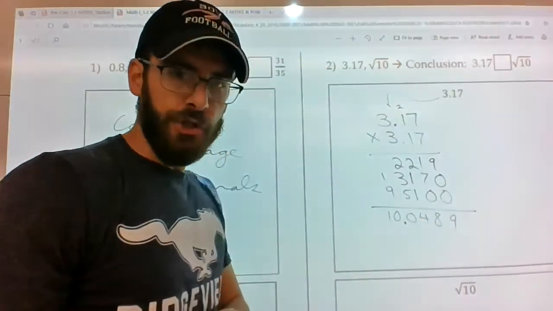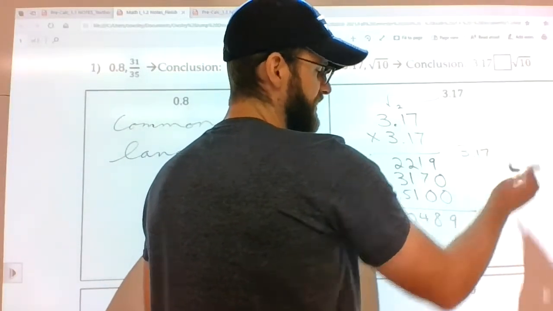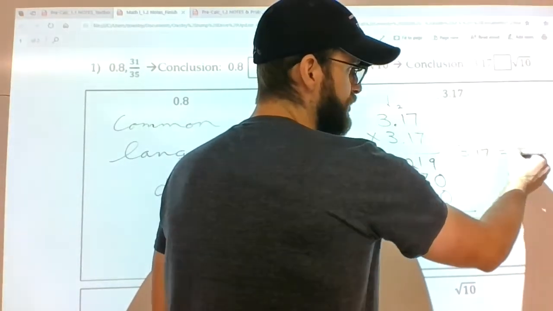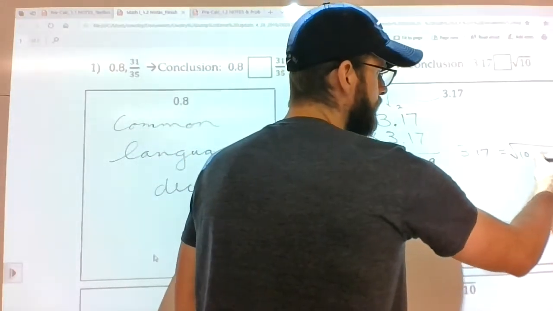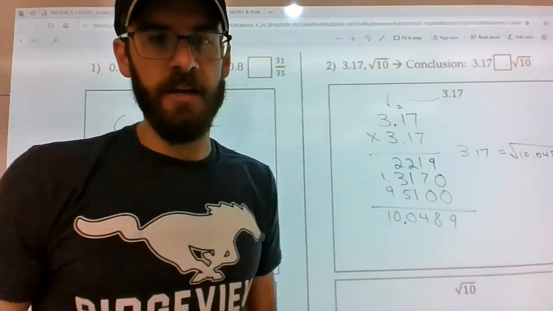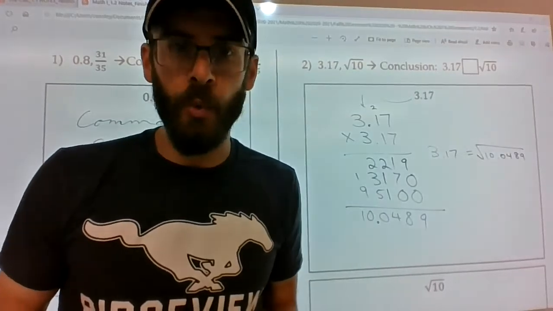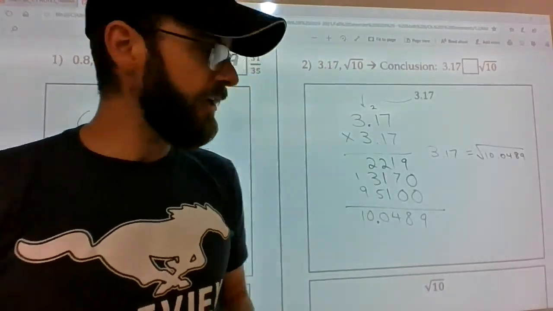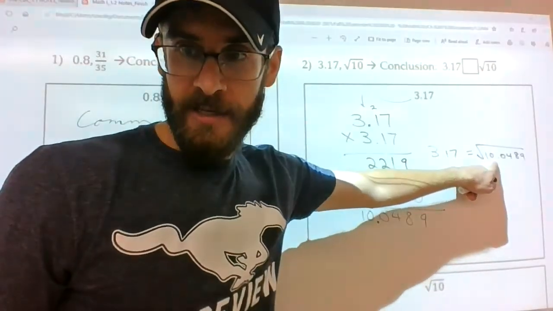So here's what I want you to show in the box when you're multiplying these out. I want you to just show it's 3.17 squared is equal to 10.0489. That just shows me that you understand that you're not just making random calculations and have no clue what you're talking about. It's like you did a conversion, which means that that is bigger than the 10.